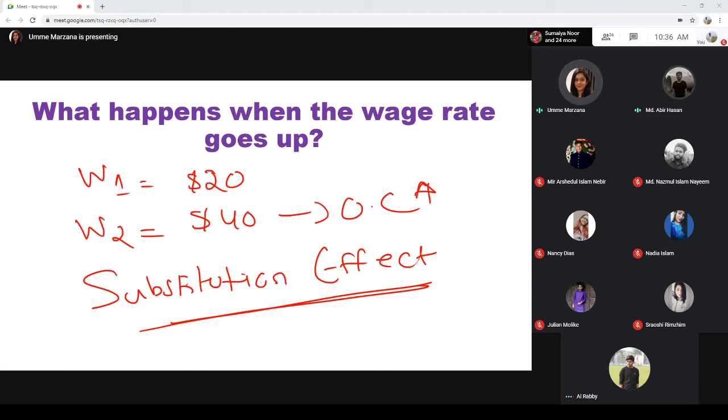If I work, let's say, 5 hours, now I'll be earning $200. So, should I be working more or less, according to this logic? What is the reason? The reason is that leisure is a normal good.